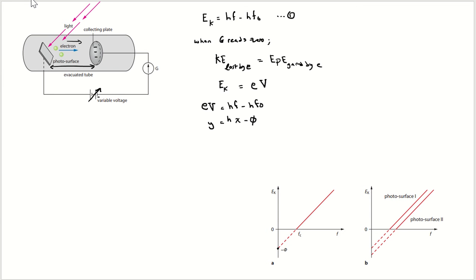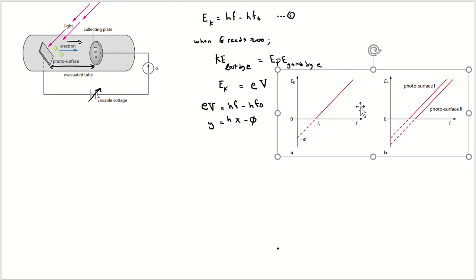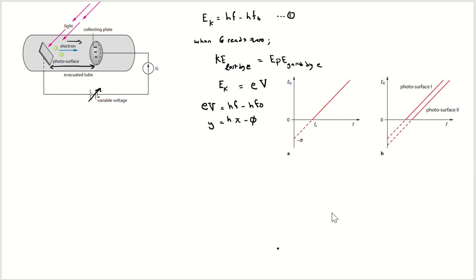So this is the graph that I'm talking about here. If I'm plotting the voltage or the kinetic energy on the y-axis versus the frequency on the x-axis, then I will have a straight line such that the intercept is minus the work function. And the intercept on the x-axis is the cutoff frequency, or the threshold frequency, which is f naught.